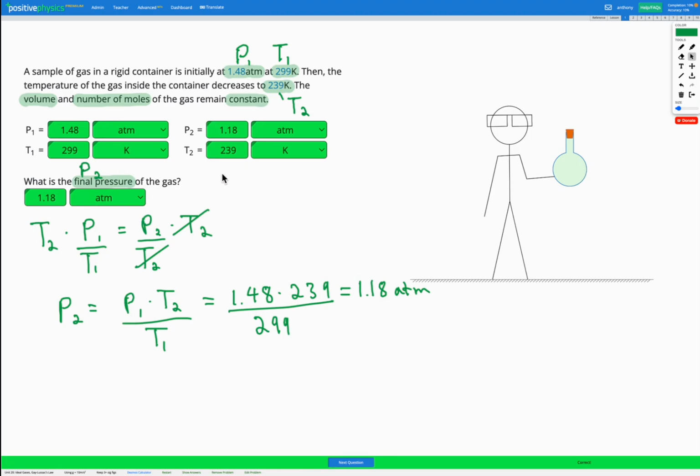So again, just to remind you, temperature has to be in Kelvin for this type of calculation using this equation. So if you're given the temperature in degrees C, make sure you convert to Kelvin before putting them into your work table and before putting them into your equation.